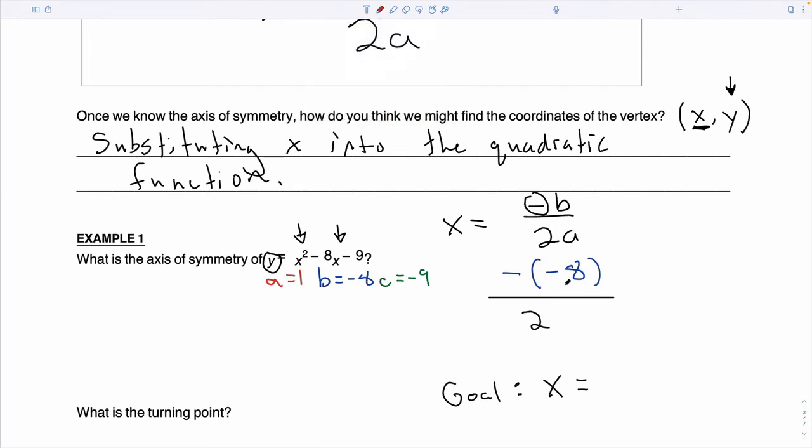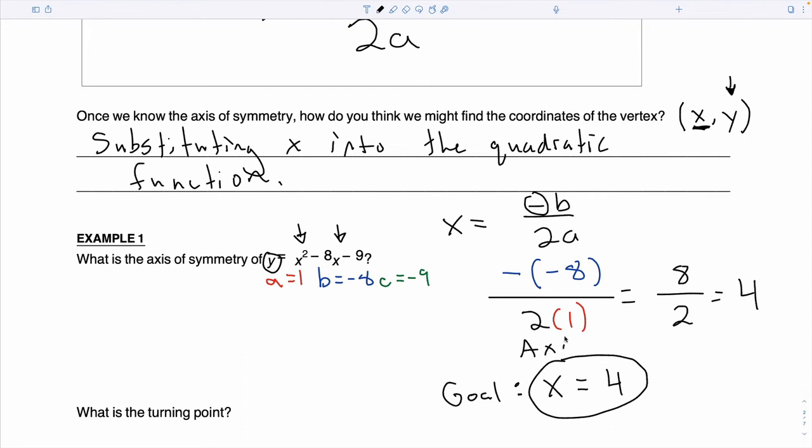Okay? So we're getting closer. There's our equation with our numbers filled in. Let's start simplifying it. Negative 8 is positive 8. 2 times 1 is 2. 8 divided by 2 is 4. So you just found x equals 4. That is your axis of symmetry. Label it. It goes through 4.